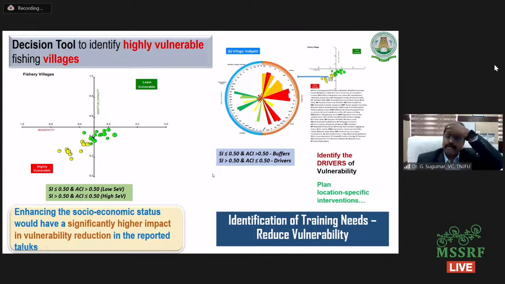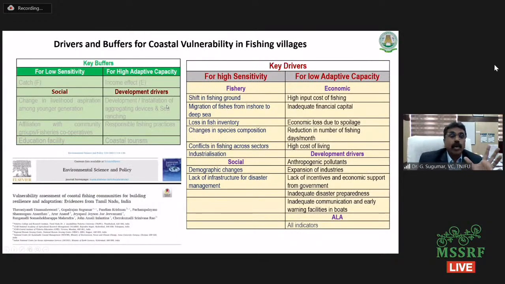We also identified the drivers of vulnerability, and certain buffers which would help overcome these things. Based on that, we found that those villages which have more than one livelihood option are very safe, and their awareness is good, their income is good, their socioeconomic status is good, and they are healthy. Still, about 35% of our fishing villages in Thoothukudi district are highly vulnerable, and to increase their adaptive capacity to the vagaries of climate change and uncertainty, we have to equip them. And this cannot be one size fits all.